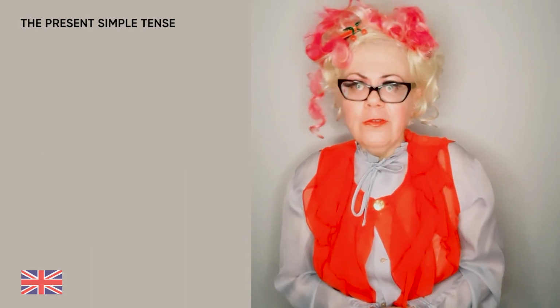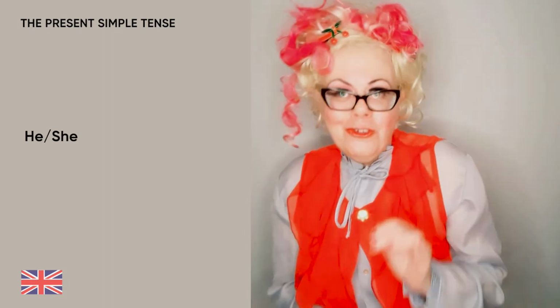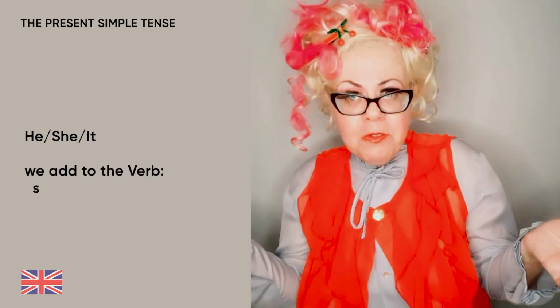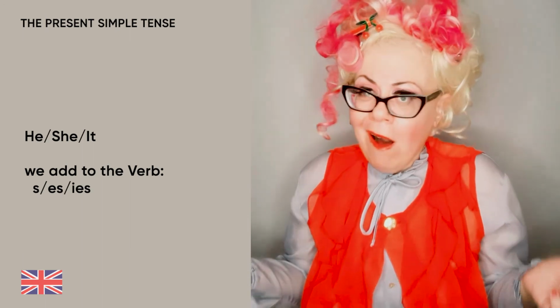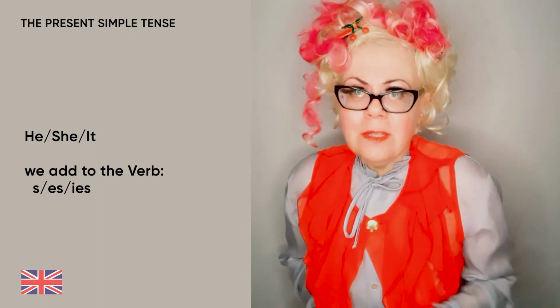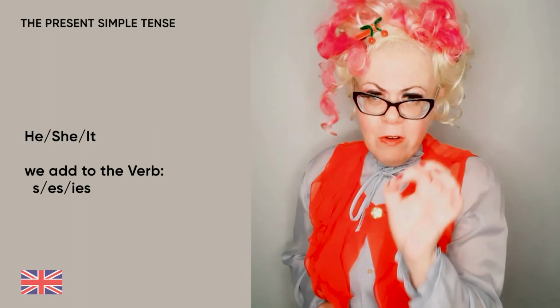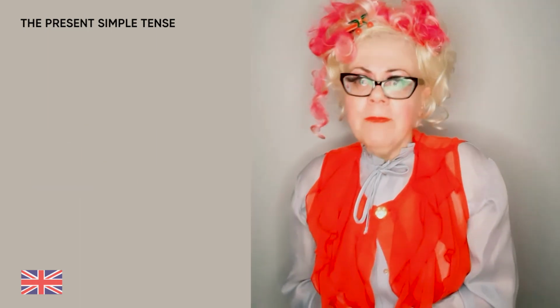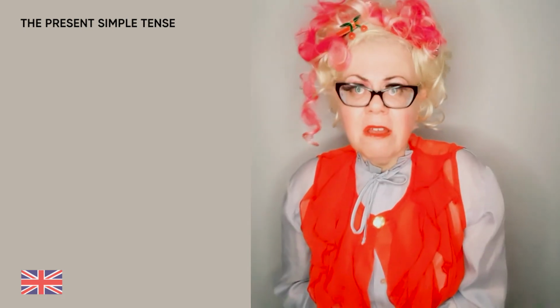Now, when we use the third person singular form, one of the three musketeers, if you like, he, she, and it, we add s, es or ies to the verb, depending on the spelling rules. That is very, very important, so pay attention. Our lovely Betty usually drinks tea at 5 o'clock.